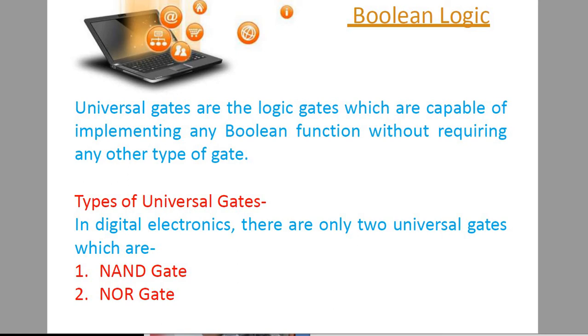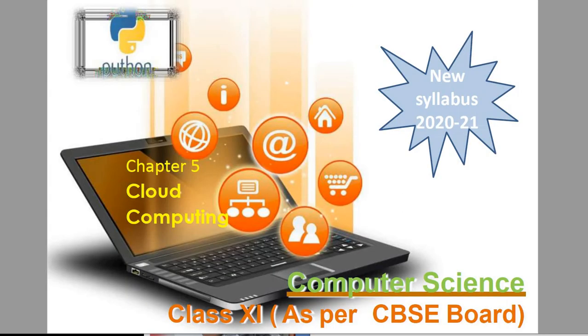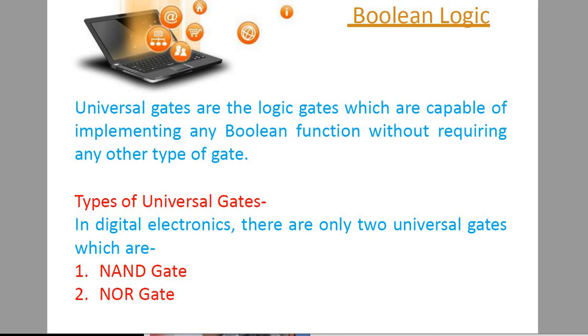So what a universal gate says is, if you have to design any logic circuit, you don't need other gates like AND or NOT. We can create any logic circuit with only two gates, those are NAND and NOR gates. Fine. So we finish up with Boolean logic. I will give you an assignment in your group.